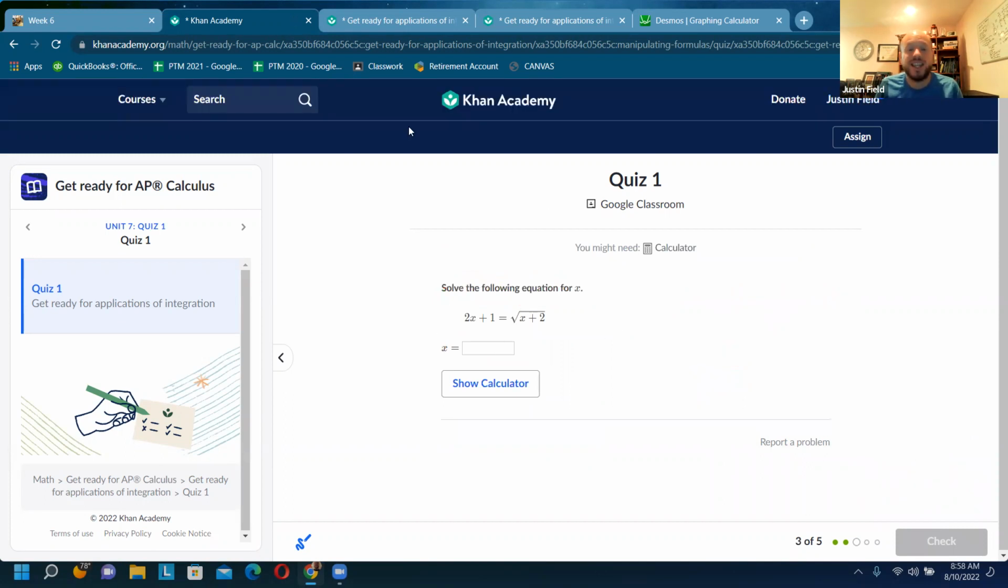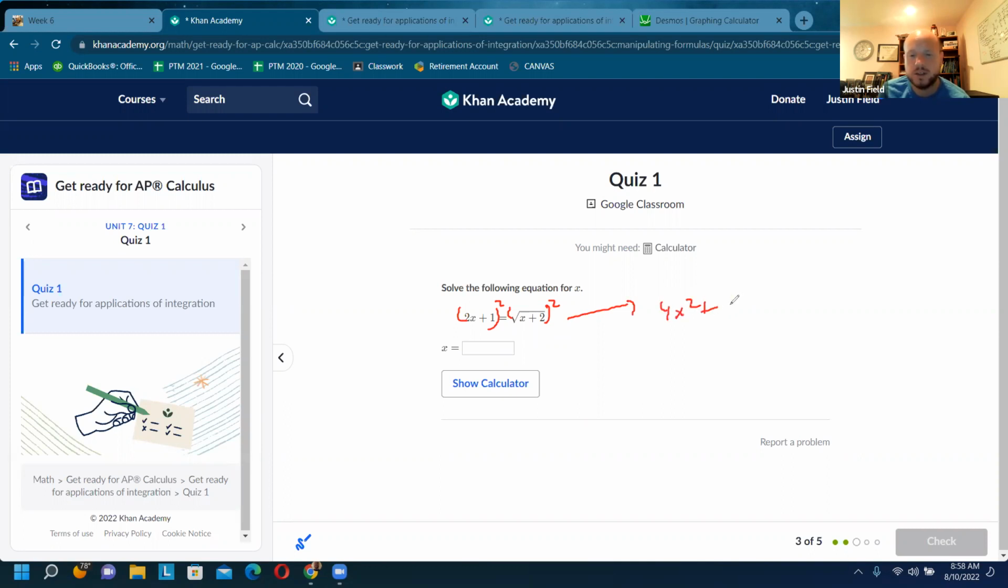Solve the equation. So this is an important one because it was a red question. We may get an extraneous solution. We have to first square both sides. Whenever you square both sides in a square root equation, you get rid of the square root. So that's nice. And then we get 4x squared plus 4x plus 1, just foiling that out in my head, hopefully correctly. And then we get x plus 2 on that side.